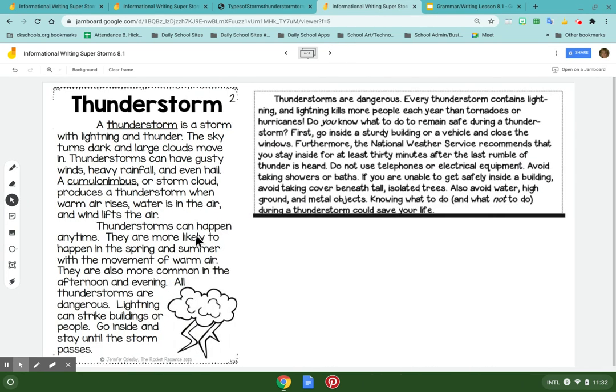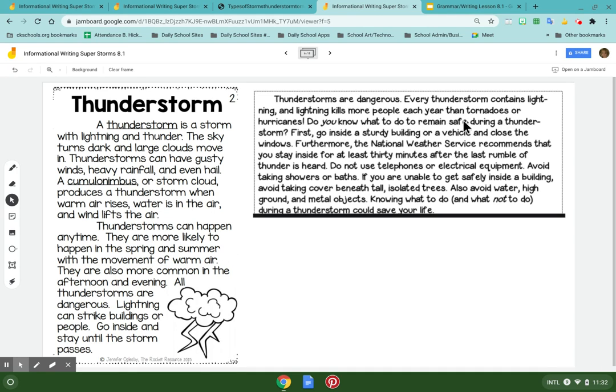All right, now this is a paragraph that's different than the one in our book. This one is talking about more facts. So it is a storm with lightning and thunder, dark clouds, heavy rainfall, hail. And as I read this, you'll see me highlight things. I will highlight my facts. So if you have a highlighter at home, you can't highlight our school book, but you can highlight things that maybe belong to you if you ask mom and dad. Thunderstorms can happen at any time. They start in the spring and summer.